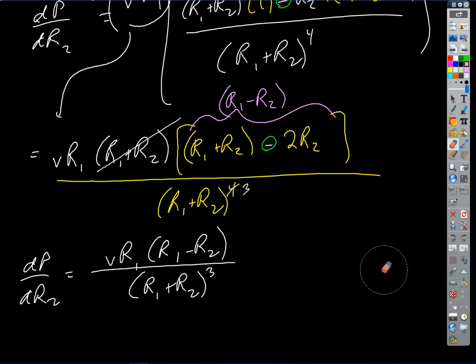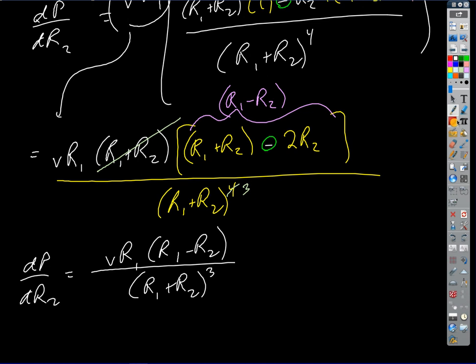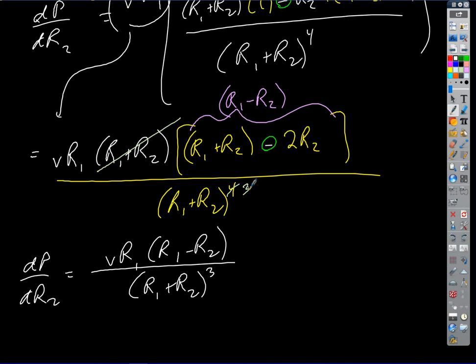Okay, now we just have to make our table, right? We need critical numbers. So where are the critical numbers here? When R2 equals negative R1. Let me take a picture of this, I need more room. To be continued, next page.